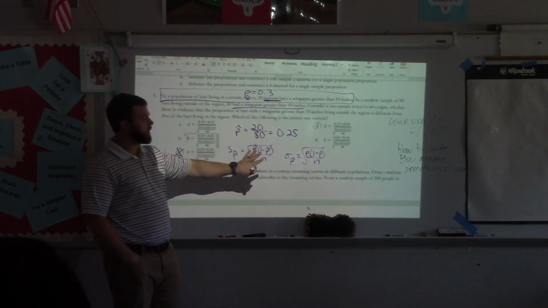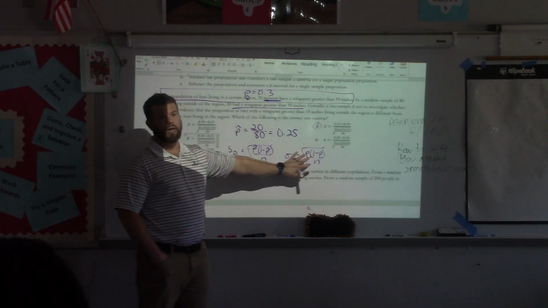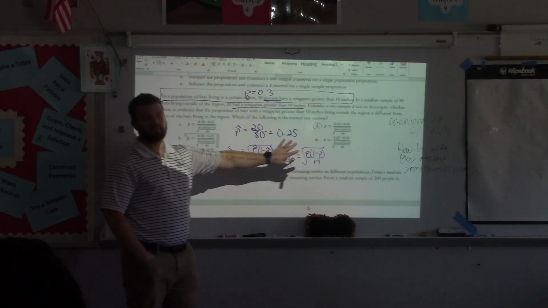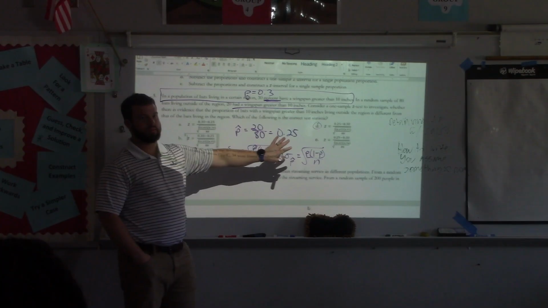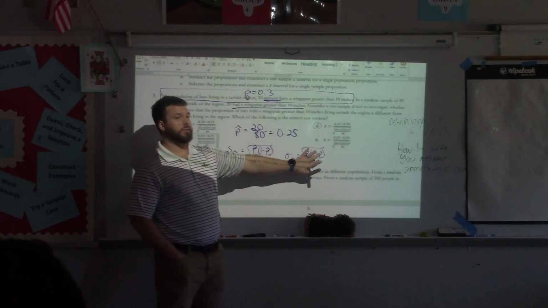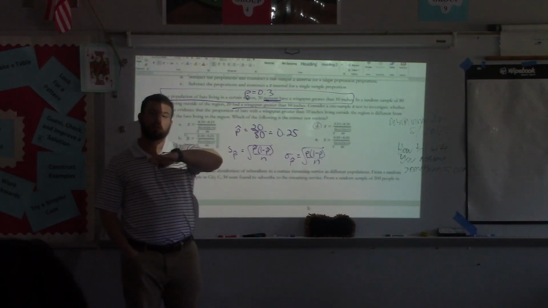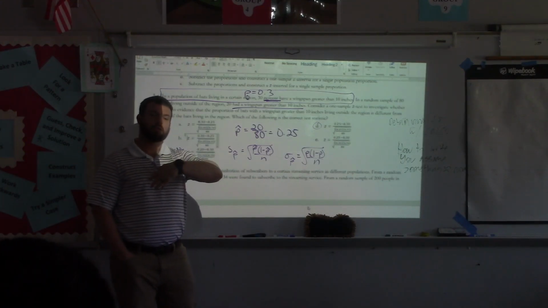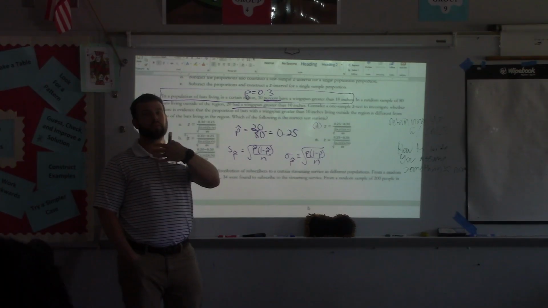So notice that language. When are you going to use P? When you have what type of inference procedure? Population proportion? Yes, but when are you going to have a population proportion? What type of tests are they called? They're called significance tests, but you've also heard me call them what a lot?